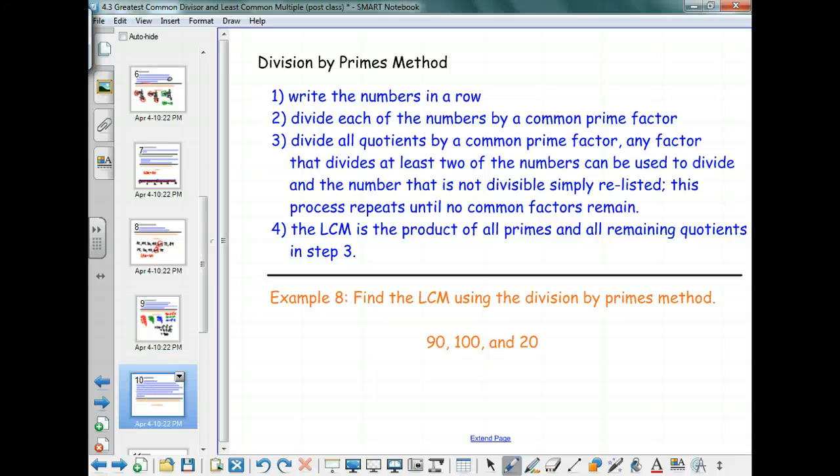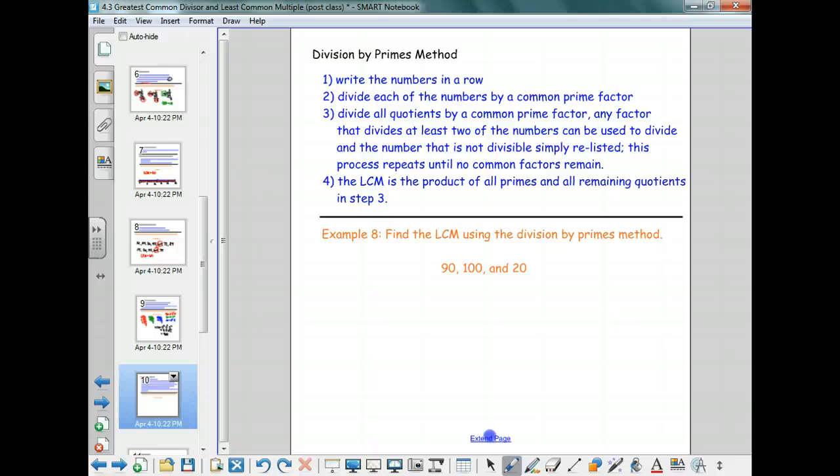All right, let's take another one. This is division by primes. Probably my favorite. We did a division by primes with the greatest common divisor earlier. What we did is we put all the numbers that we were trying to compare underneath the division, or in this case, above a division. And that's what we're going to do here too. So I've got 90, 100, and 20, and I would set it up like this. This is exactly what I would do if I were doing greatest common divisor.